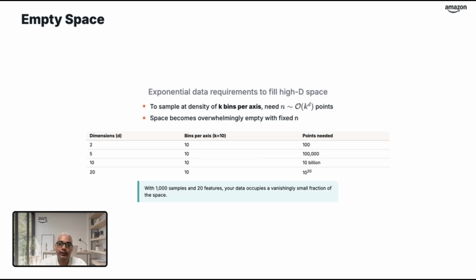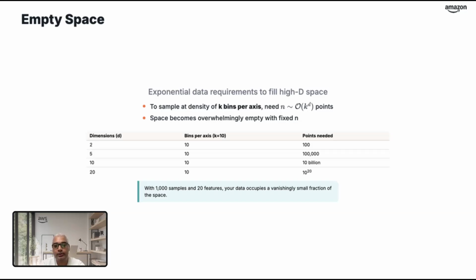So this means that we need a really large amount of data if we are to really fill up the space in high dimensions. And the really large amount of data is basically exponential. So this is a fundamental reason we need dimensionality reduction.